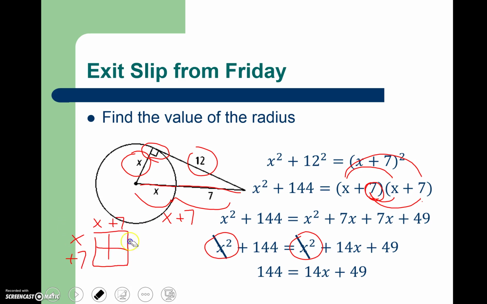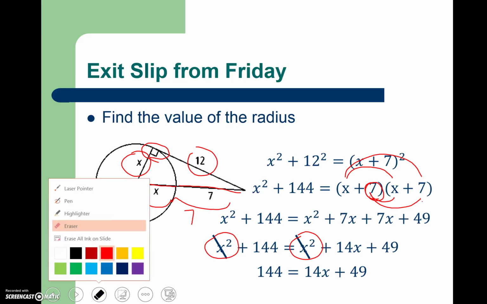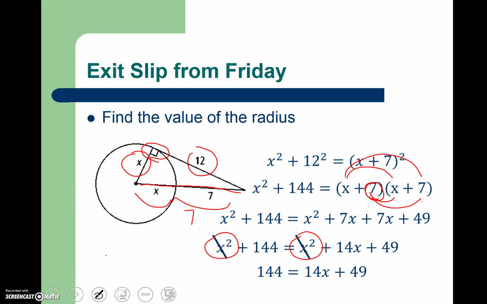So what you can see here, let me erase this, is I'm now just going to solve this like a regular equation. I'm going to subtract 49 on both sides, and I'm going to divide both sides by 14.